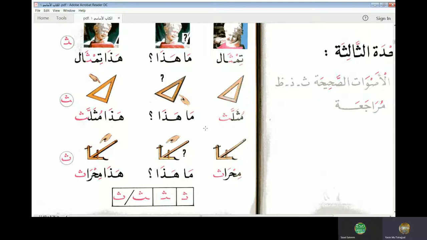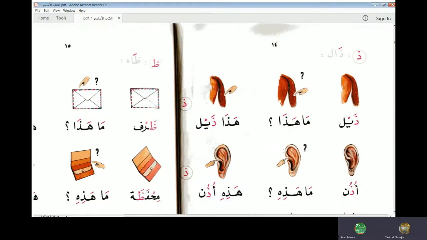Is it a tool for gardening? Yes, a tool for gardening. Okay, yes, I know it. Mihrath. Okay, mihrath. What is this? This is a mihrath. Yes, mihrath.